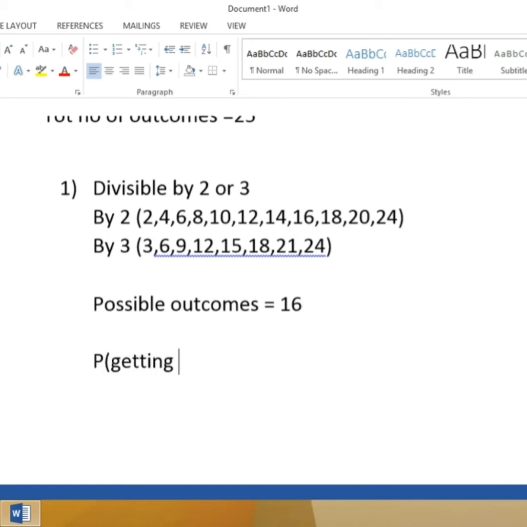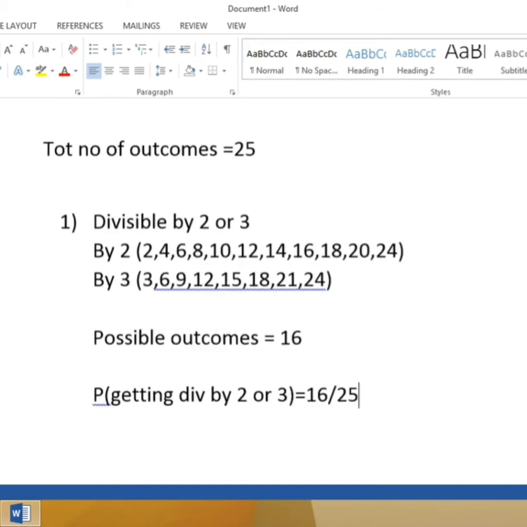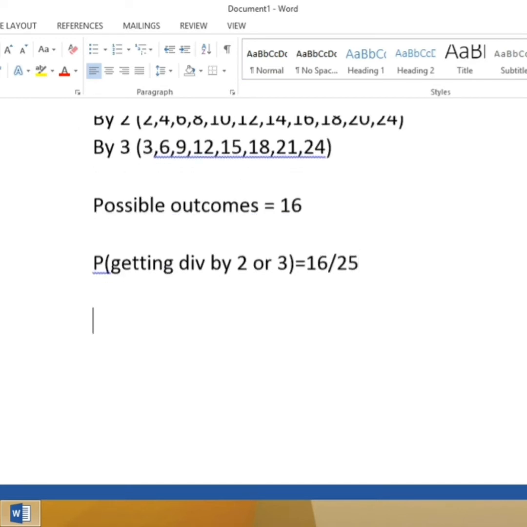So the probability of getting a number divisible by 2 or 3 is equal to 16 by 25. Possible outcomes by total outcomes.